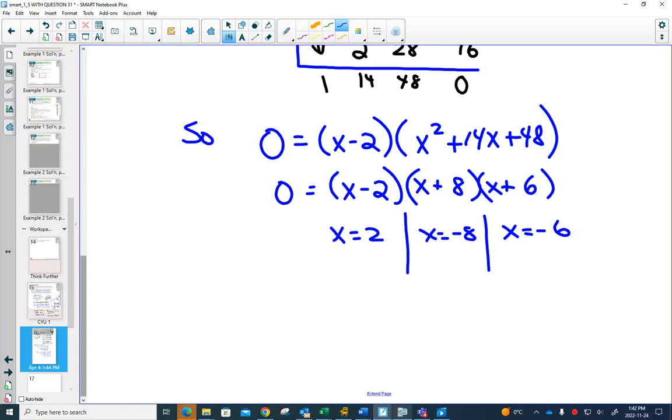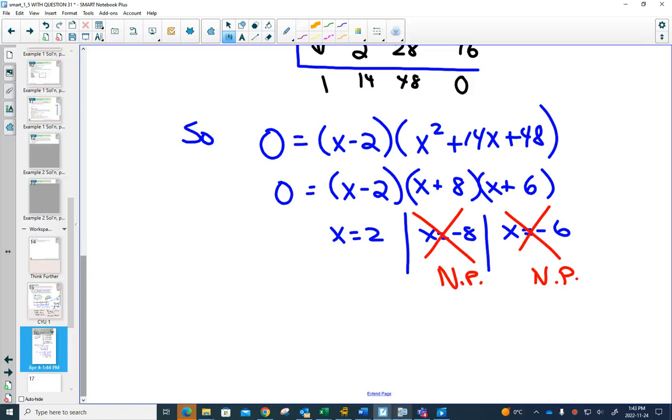However, if we think about the picture that we drew, you can't have a height of negative 8 or a height of negative 6. Those two are not possible. So what we had figured out originally when we got 2 was correct to be the only answer. But this shows that other possibilities might have been there, but they don't make sense.